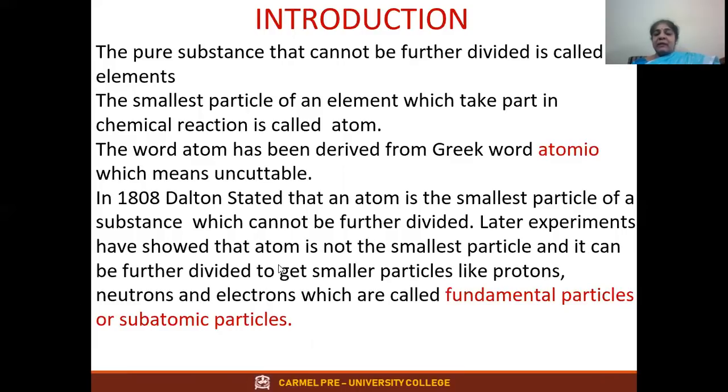So what do we conclude? Though the atom is the smallest particle of a substance, an atom can also be further divided to give small particles like protons, neutrons and electrons, which are together called subatomic particles.